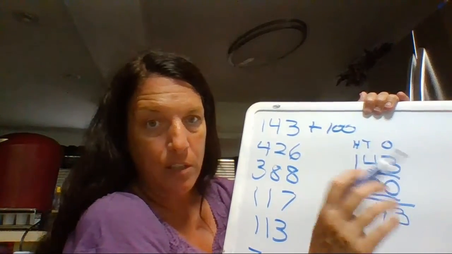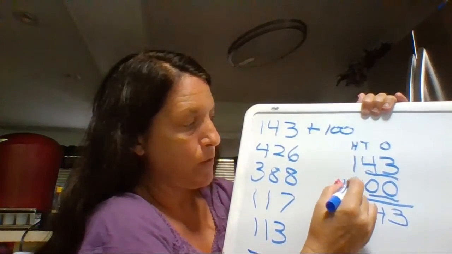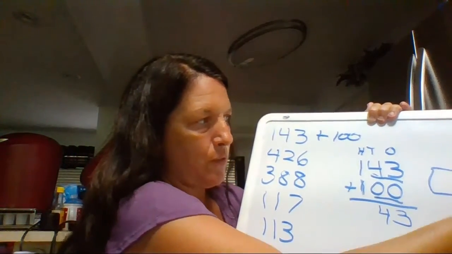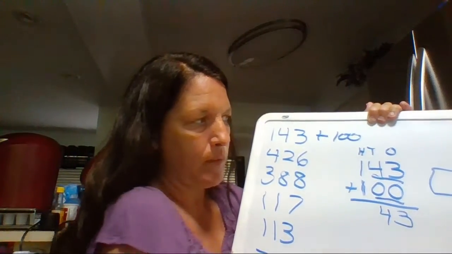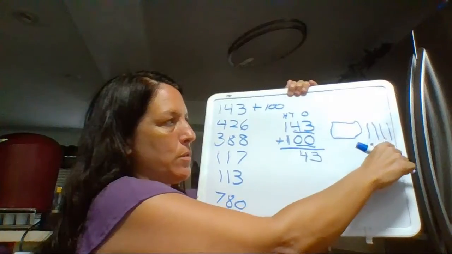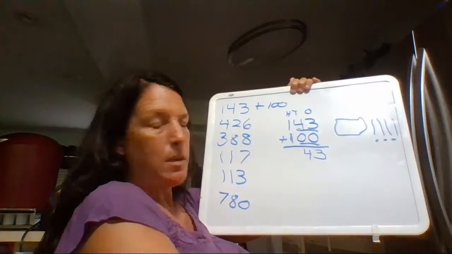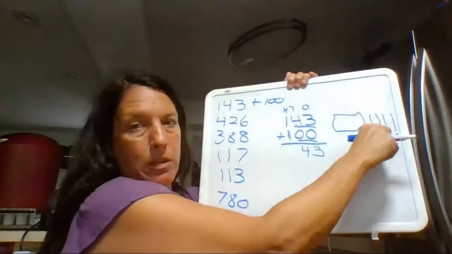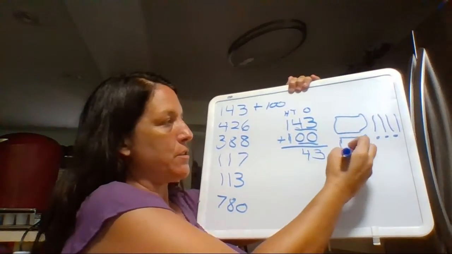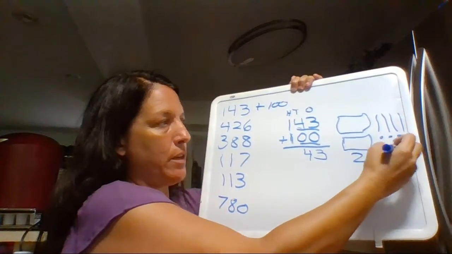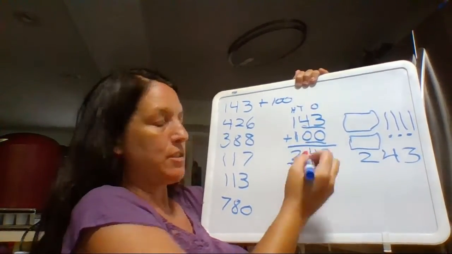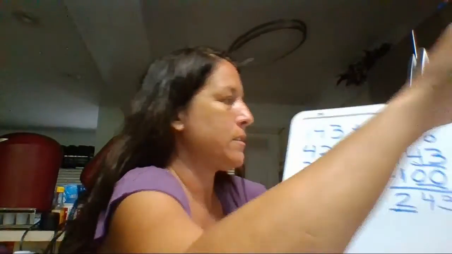The only number that's going to change is the hundreds place, where this 1 is. So think about your hundreds blocks. Okay, here's 100, 2, 3, 4, 43. Okay? 100, 10, 20, 30, 40, 1, 2, 3. 143. We're not adding anything to the tens and ones. All we're doing is adding another hundreds block. So what does it turn into? 243. 1 plus 1 is 2. The only number that changed was the first one. So let's look at the rest of these.